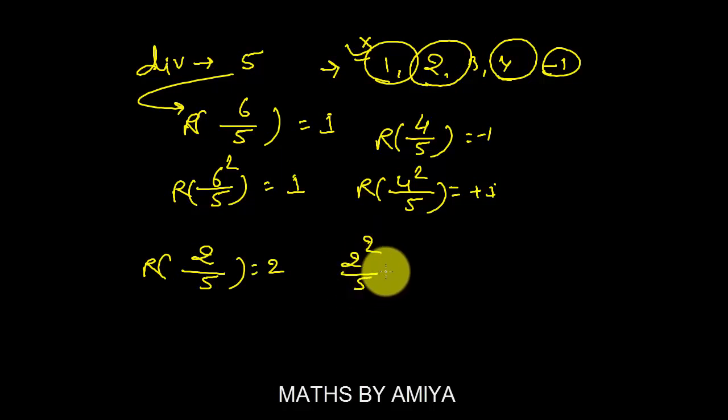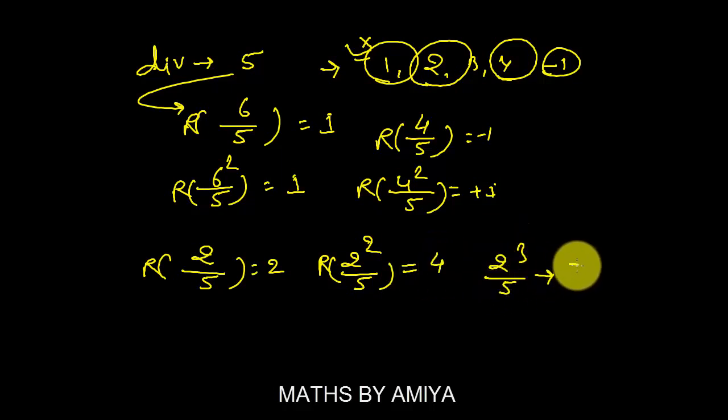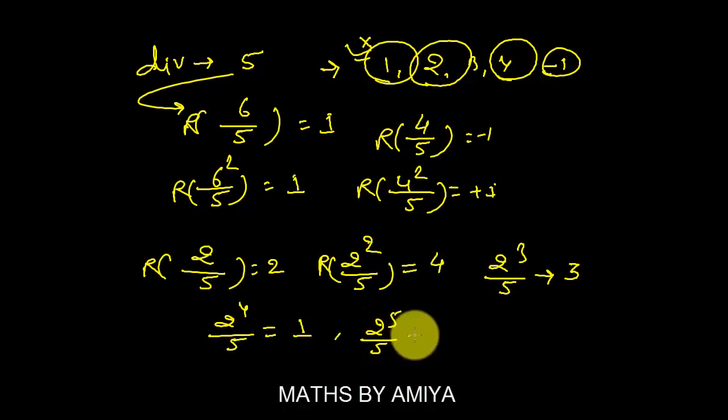2 squared divided by 5, remainder is 4. 2 cubed, that is nothing but 8, divided by 5, remainder is 3. 2 to the power 4 divided by 5, that is nothing but 16, remainder is 1. If we go for 2 to the power 5 divided by 5, remainder is 2.